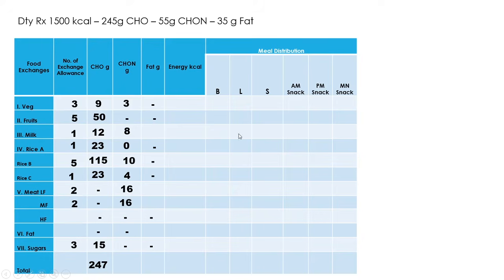Next one is we will get the total. 3 plus 8 plus 10 plus 4 plus 16 plus 16 equals 57 grams protein. And again, we have an excess of 2 grams of protein, and that's okay because again, we are allowed plus or minus 5 grams of protein. Same with fat and carbohydrates. Okay, you're almost done.